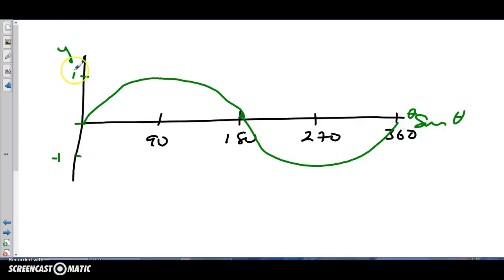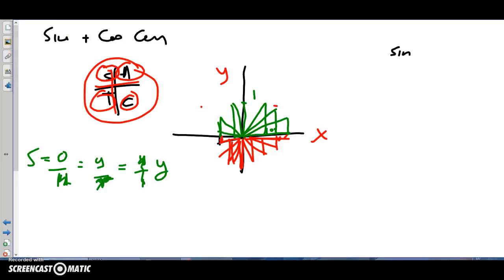Okay, so that's the intro to the sine curve. The cos curve looks the exact same, but it's been shifted. So we talked about that in class also. Cos is equal to adjacent over hypotenuse. We also said that it's equal to the x over r.